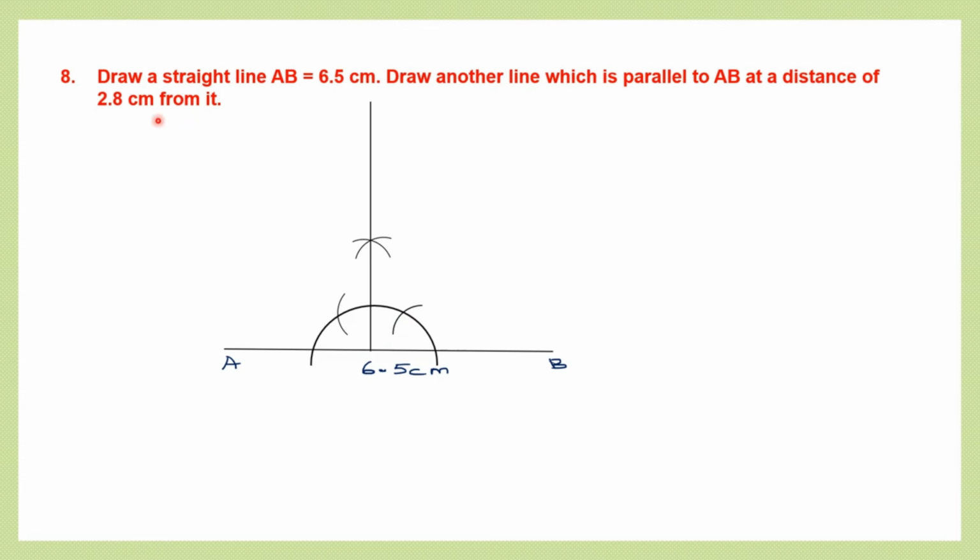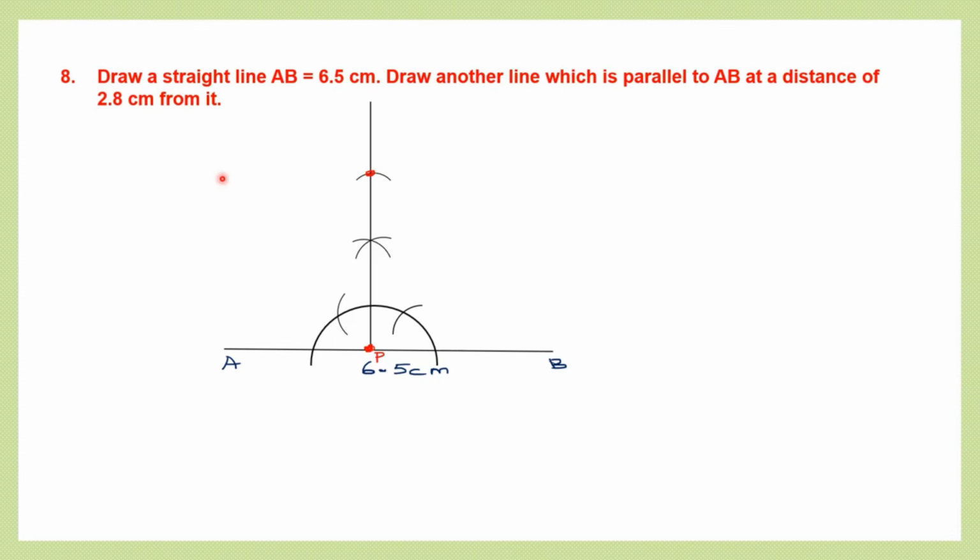So take your compass, measure 2.8 centimeters, place it at this point which we are going to name as point P. Let's name it as point P. Now here at point P, place your compass needle and cut an arc of 2.8 centimeters. So here we have cut this arc here. So this point here is 2.8 centimeters.